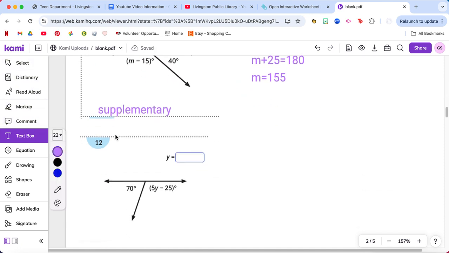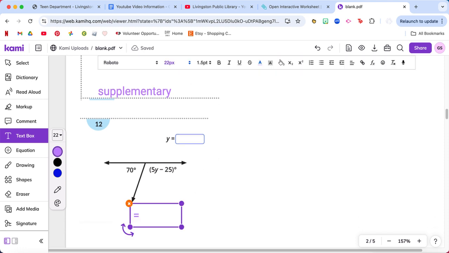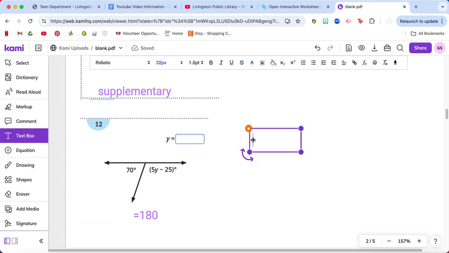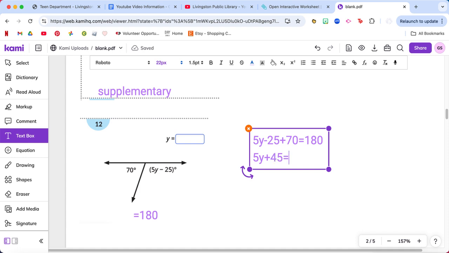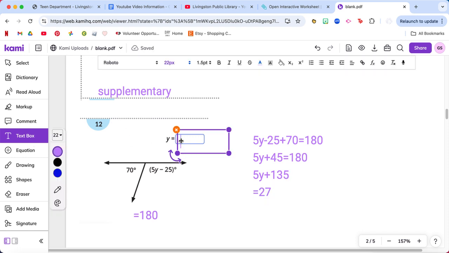Last problem. This is another supplementary. It's going to have to also add up to 180. So we're going to just add them up again. 5y minus 25 plus 70 equals 180. Combine like terms. 5y plus 45 equals 180. 5y is going to equal 135. Well, we divide both sides by 5, and we're going to get 27. So the final answer is y equals 27.